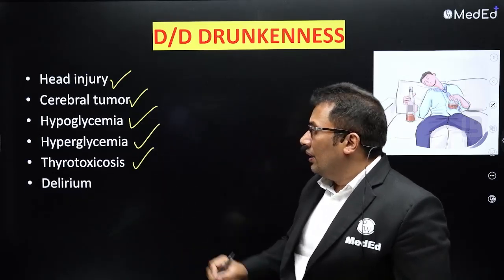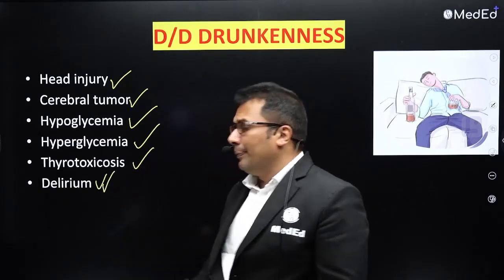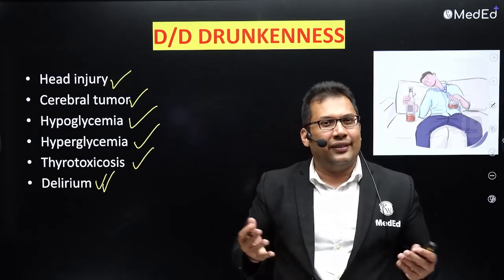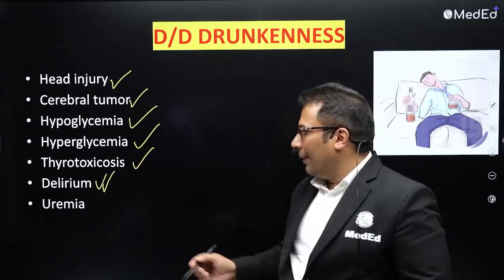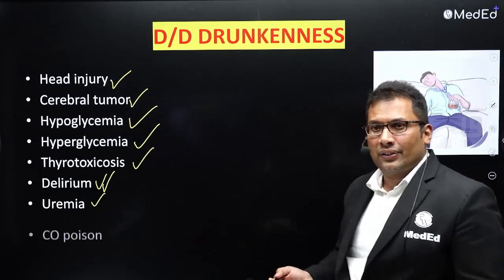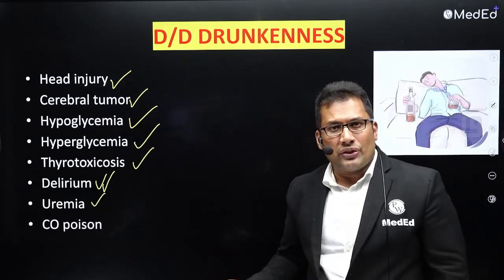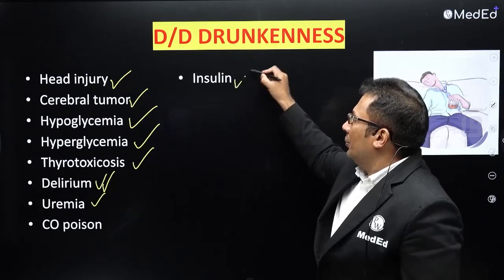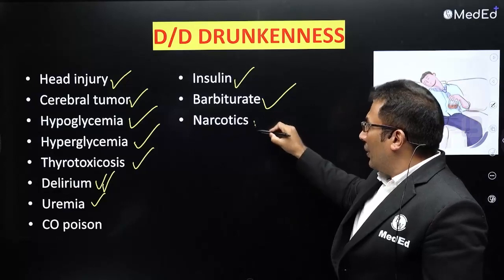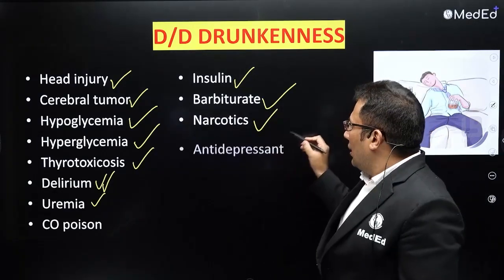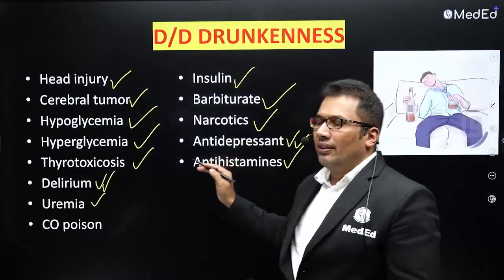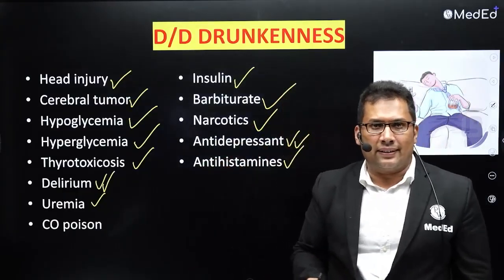thyrotoxicosis, delirium. What is delirium? Disturbed consciousness. Can you name one deliriant? Datura. Uremia. There can be signs and symptoms resembling drunkenness. Carbon monoxide poison, insulin overdosage, barbiturate poison, narcotics like opium, antidepressant, antihistamines. So, all these are differential diagnosis of drunkenness.